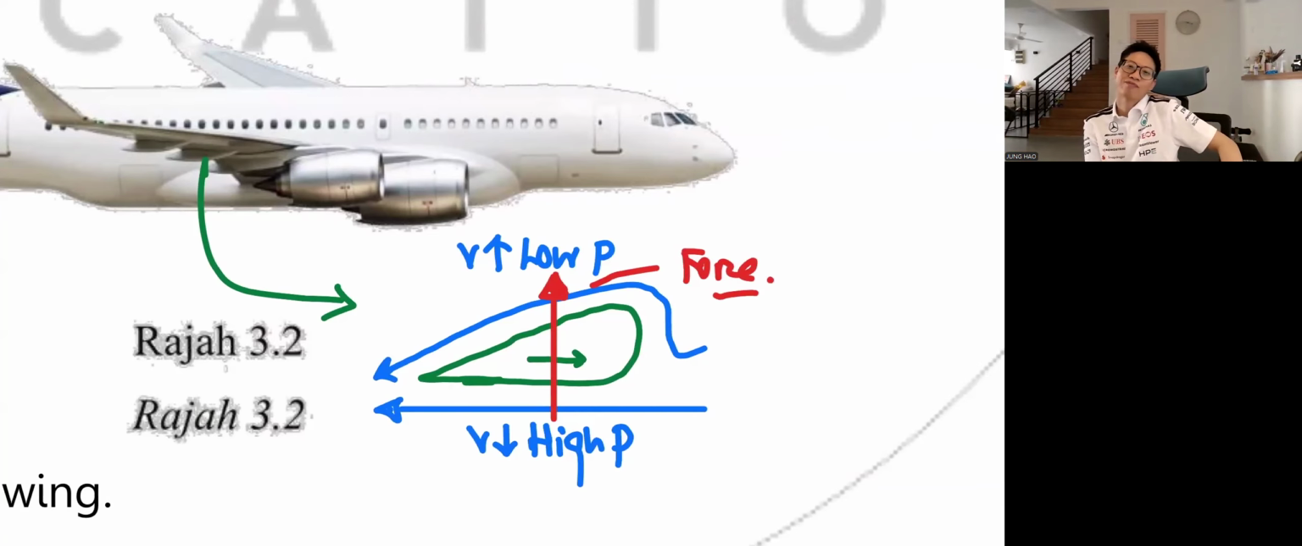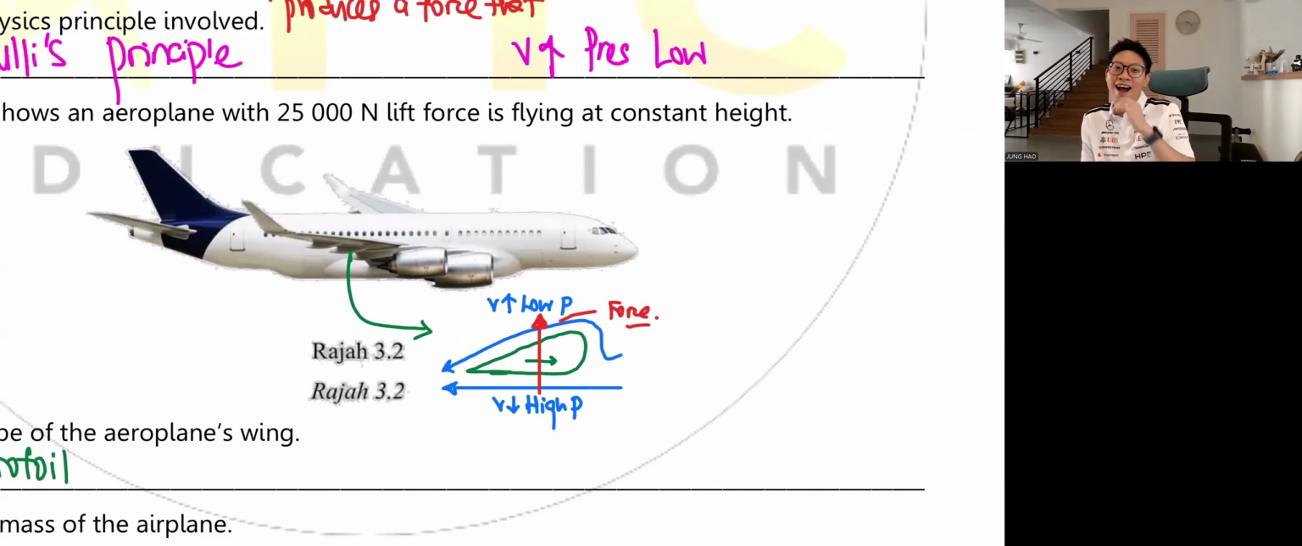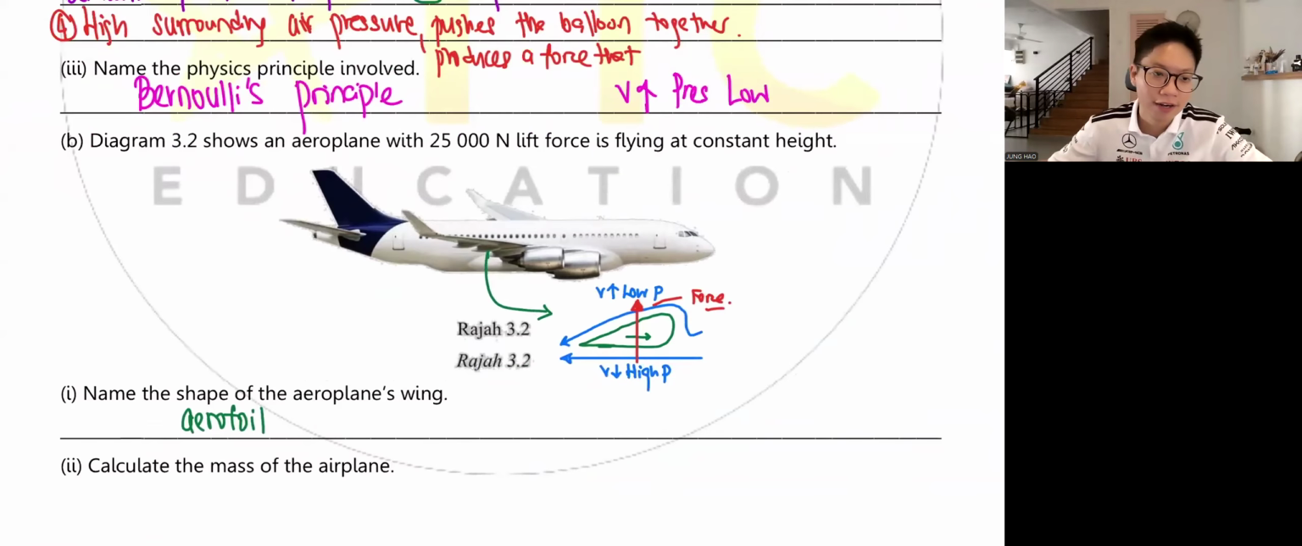Understand? So this force is the one that makes the aeroplane fly. Exactly, it's the shape of the wing that makes it fly.